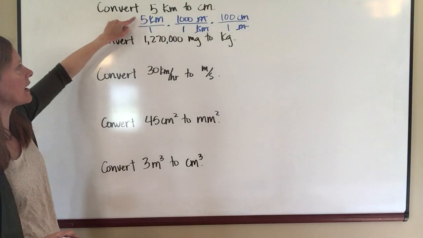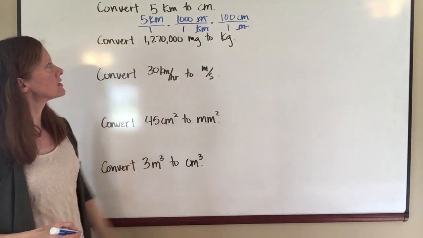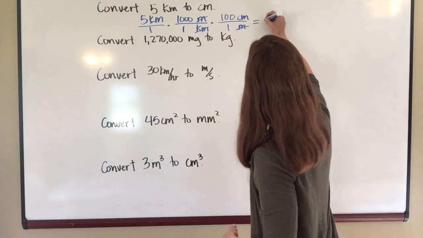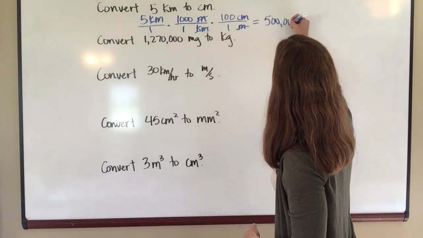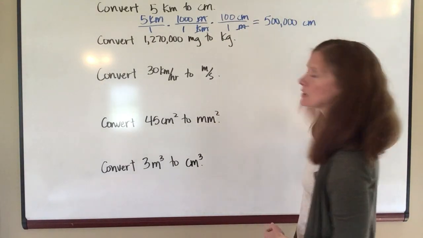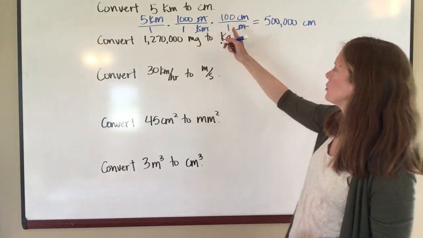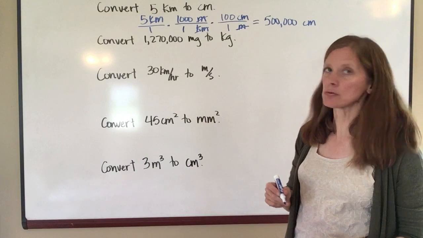So I'm going to take 5 times 1,000 times 100. So that is going to give me an answer of 500,000 centimeters. Okay? So obviously when you multiply here, you just have to add the correct number of zeros.